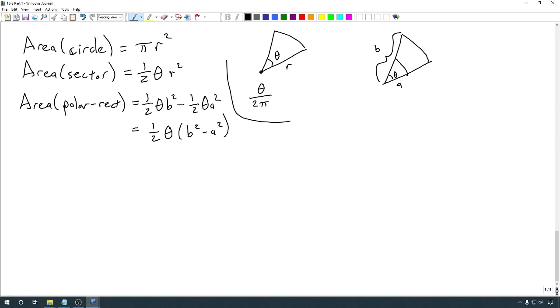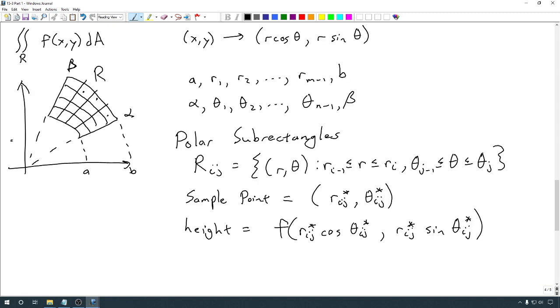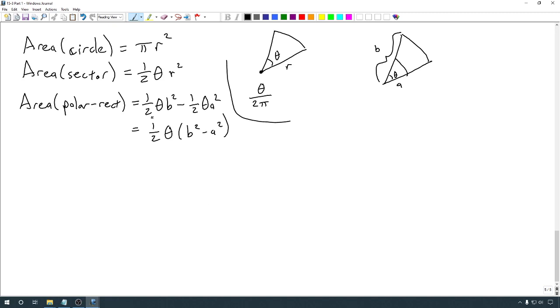Now, it's not exactly the formula that we need in order to make everything work. What we want to do here is give a way of finding the area of Rij that will actually make everything work out the way we need it to. And in order to do that, instead of just saying theta here, we want to say this is a difference between two angles.